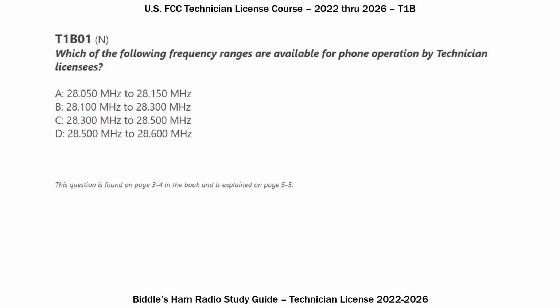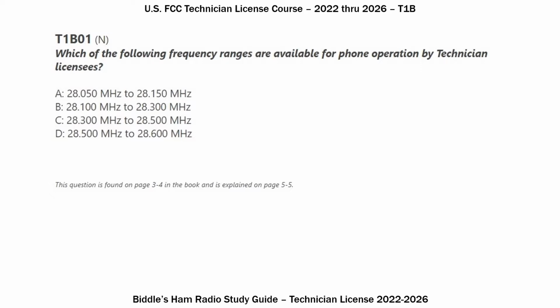Okay, our first question in this grouping, T1B01. This is a new question. The N beside the question ID indicates a new question for the current pool, or for the new pool. Okay, which of the following frequency ranges are available for phone operation by technician licenses?